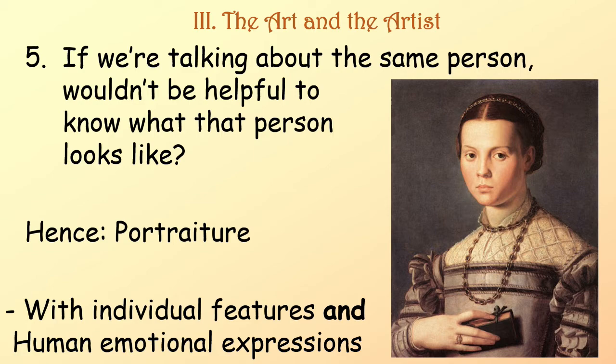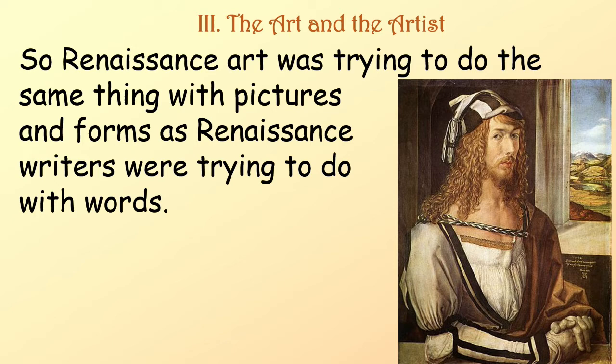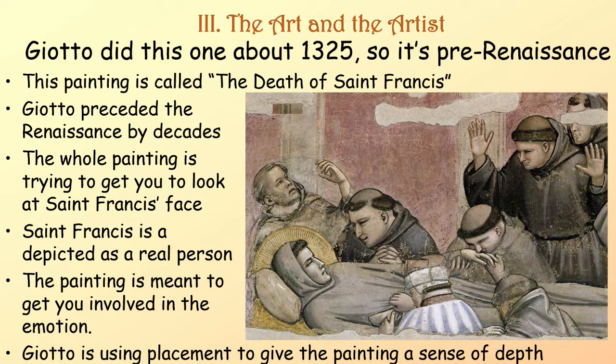So Renaissance art was really trying to do the very same thing with pictures and with forms that the Renaissance writers were trying to do with their words. Same value. And so let's look at some art. We're going to start with a really early one. This is Giotto, and he did this particular painting that we see here about 1325. So it's a pre-Renaissance painting, but you can see which direction things are starting to go in, even this early.